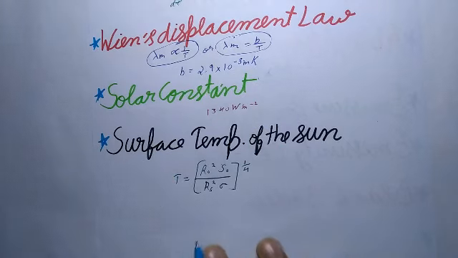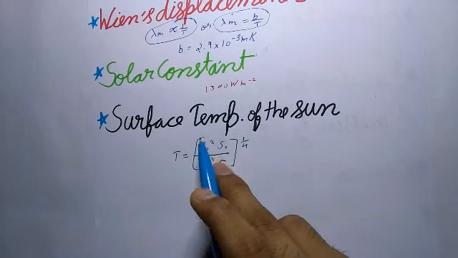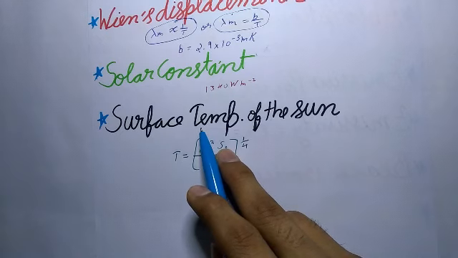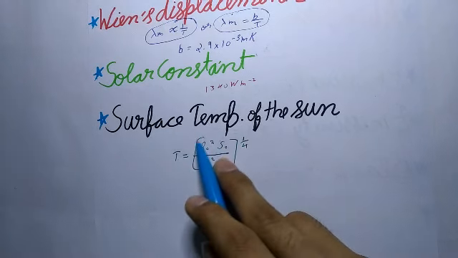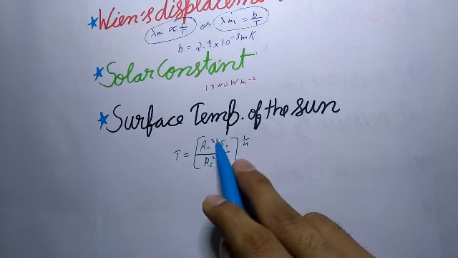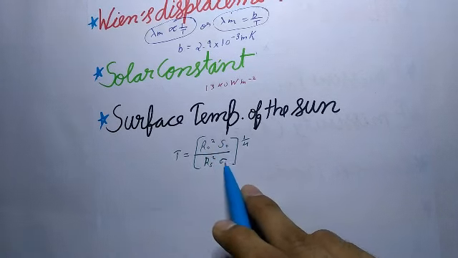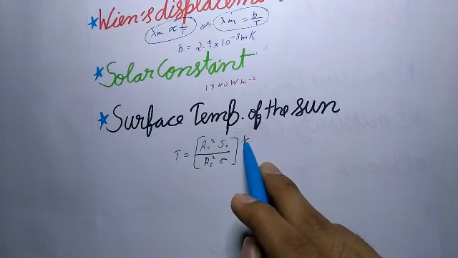Now next is the surface temperature of the sun. If S0 is the solar constant, Rs the solar radius, and R0 the mean distance of the earth from the sun, then the surface temperature of the sun will be T equals, in the bracket, R0 squared S0 upon Rs squared sigma, to the power 1/4.